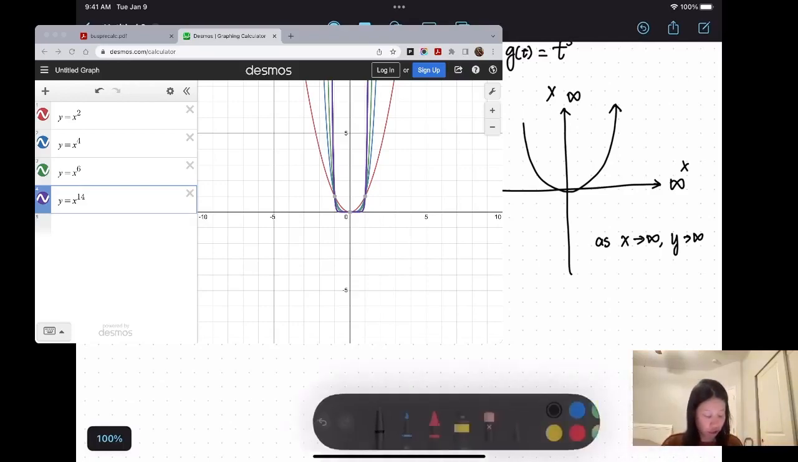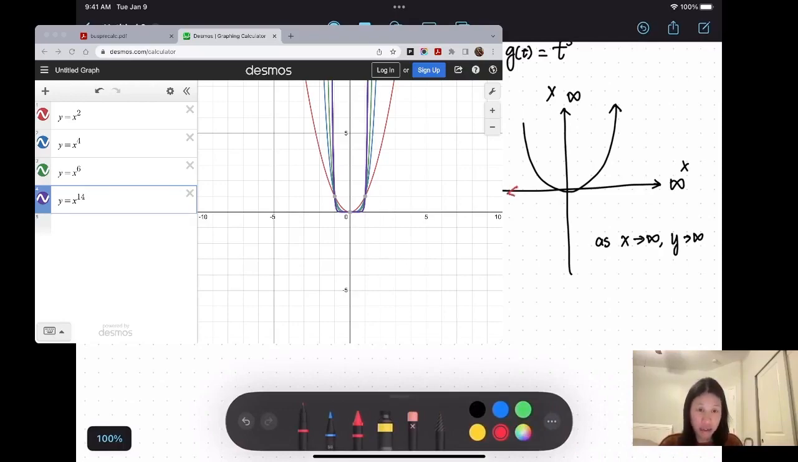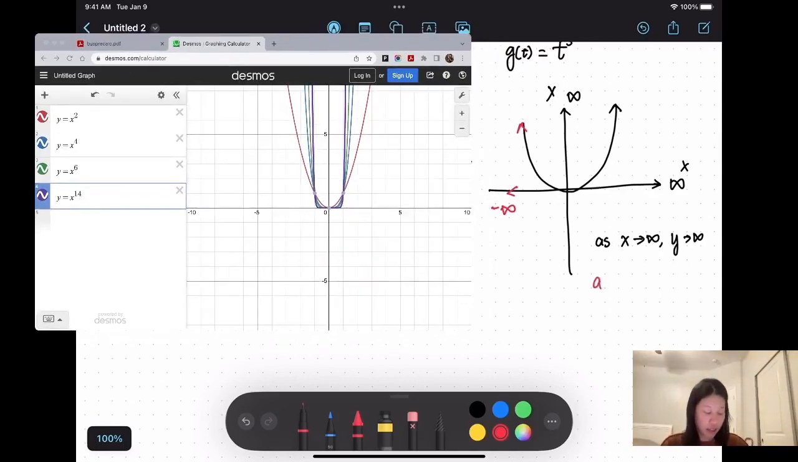And now look at the other direction. If x goes to the left, y also goes up, right? So to the left, that means negative infinity. That is, as x goes to the left, which is negative infinity, y goes up, which is positive infinity. Okay, so these are the cases when f(x) equals x to the power p, when p is what? 2, 4, 6, 14, they are even numbers. When p is even.